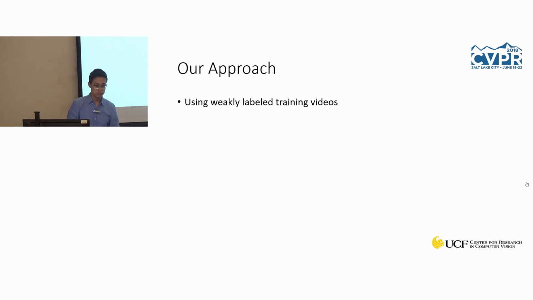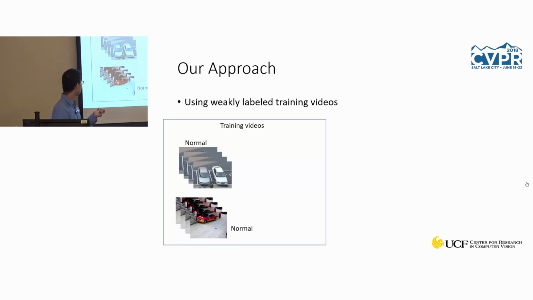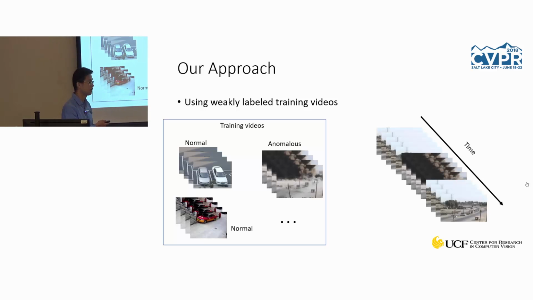In our approach, we use weakly labeled training videos. That is, for those training videos, we know which videos are normal and which are anomalous. We only know the video-level label, but we don't know where the anomaly is happening. The anomaly can happen at any time in those long surveillance videos. If we did segment-level annotation, it would take a lot of time, because you have to go through the video and pinpoint at what time it happens and at what time it ends.